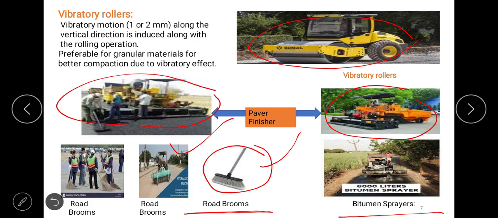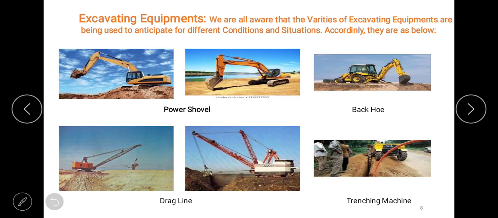This is bitumen sprayer. So at the time of construction, before we are laying the bituminous concrete construction or bituminous carpet or bituminous macadam, whatever the type, first of all we have to spray the bitumen over the surface so that there would be proper bondage.